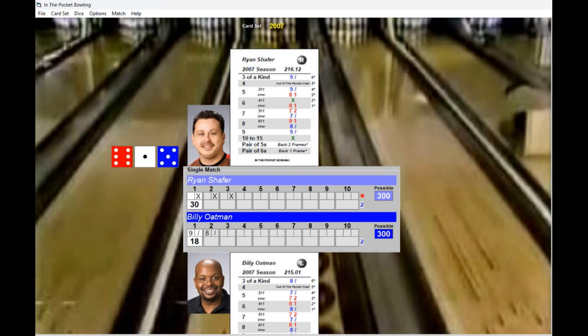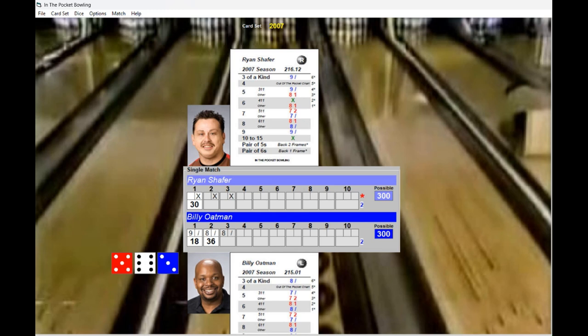6-1-5. Guess what? Gobble gobble. It's a turkey. So Schaefer gets a strike on that one. Billy Oatman working on his third frame. It's a 5-1-2. That is a spare. An 8 spare. So that's 18 more points for Oatman in the second frame.